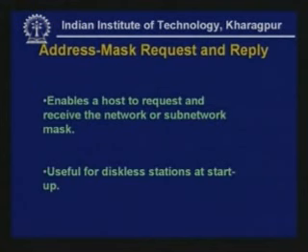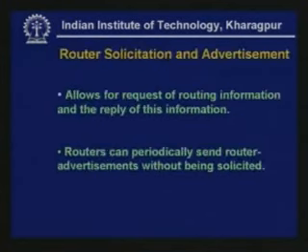Address mask request and reply enables a host to request and receive the network or subnet mask, useful for diskless stations at startup, but we have seen that DHCP is another way of handling this. Router solicitation and advertisement allows for request of routing information and the reply of this information. Routers can periodically send router advertisements without being solicited.